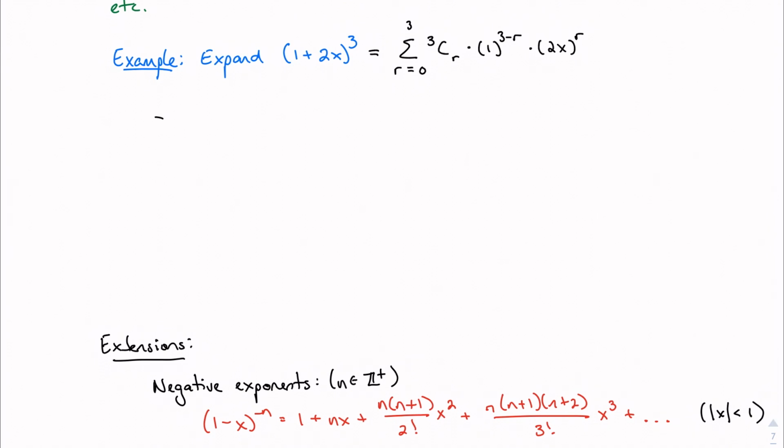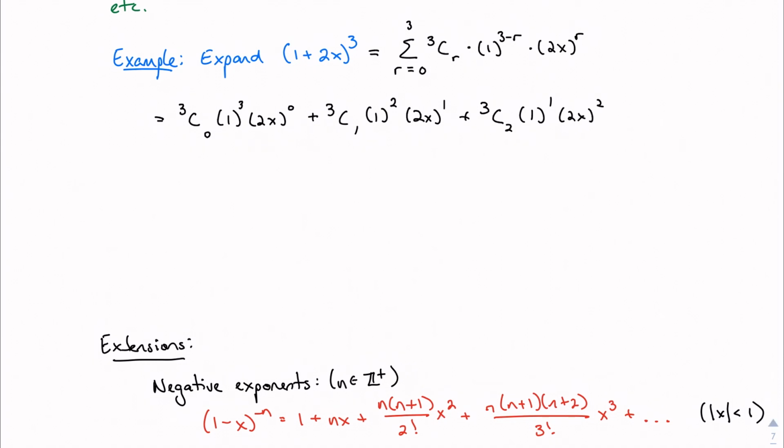So let's do that out. I have from 3, choose 0, 1 to the 3, 2x to the 0. I'm going to do that for my second term. First term counts down, second term counts up. And then my third term, first term counts down, second term counts up, and then my last term, first term counts down, second term counts up. So you notice I know when to stop, not just when I get to x cubed, but because my n and my r match.